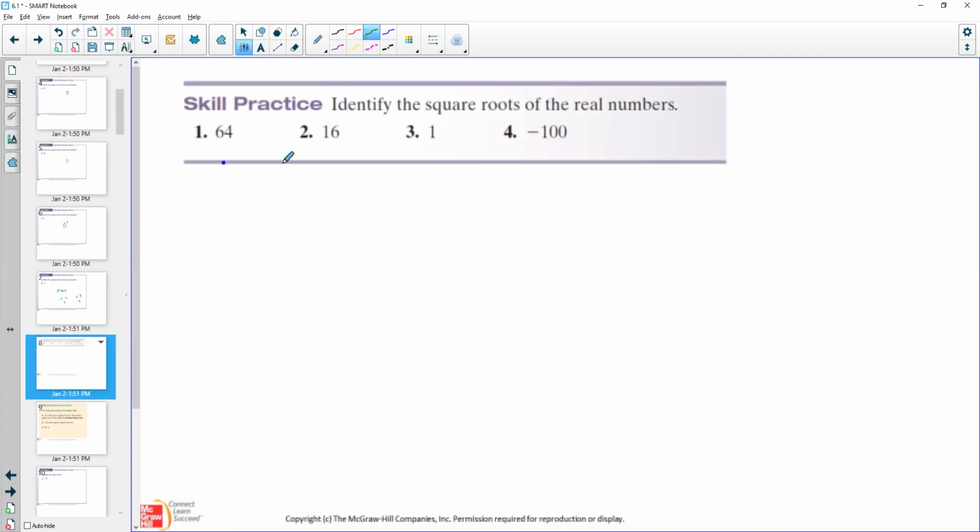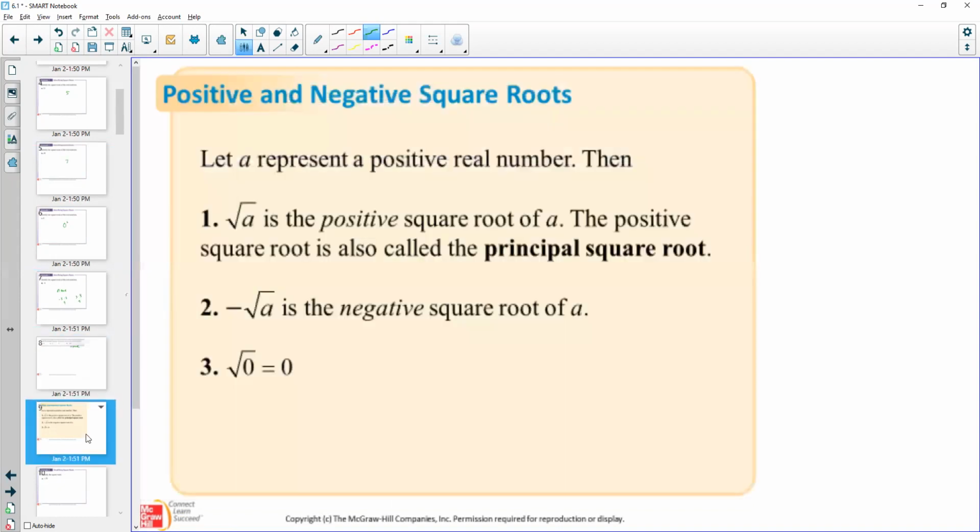Okay, should be 8. What's that one? 4, 1. And this one, again, the -100 is a giant none. All right, so far so good, right?